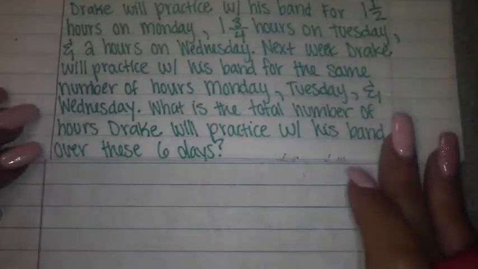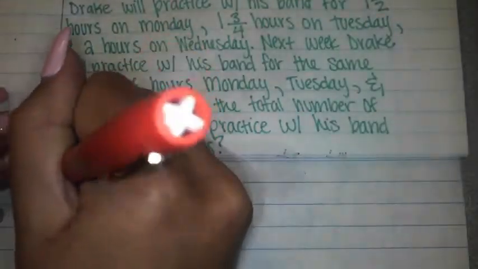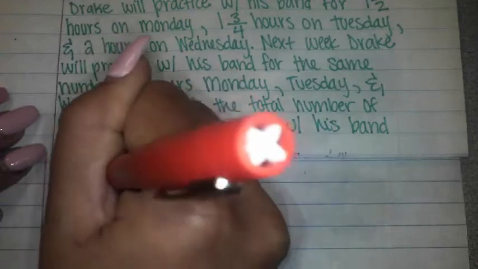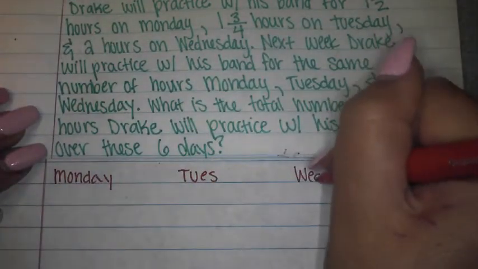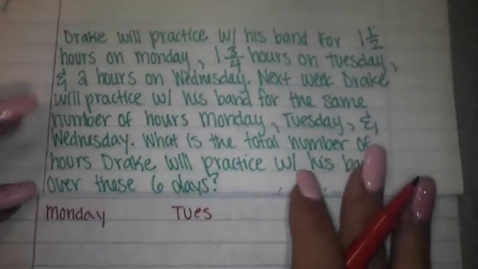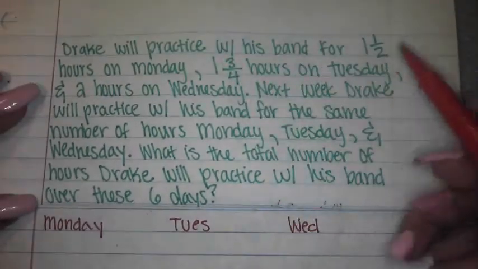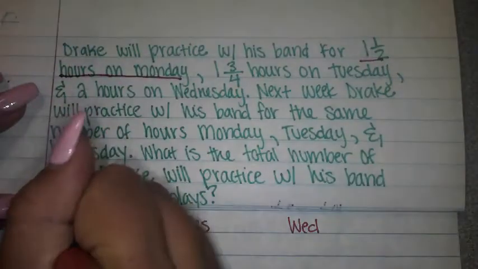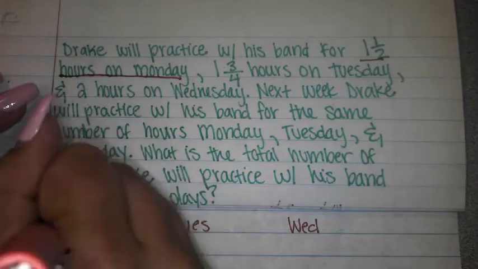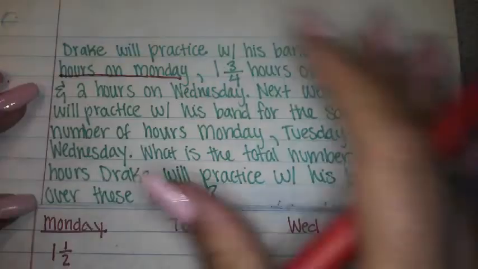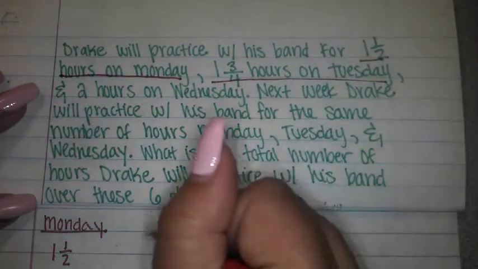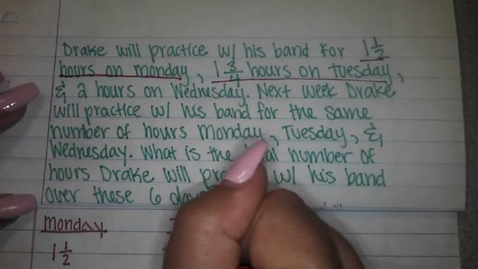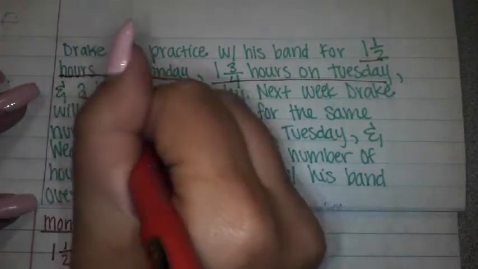So what I'm going to do right now is categorize this as Monday, Tuesday, and Wednesday. Because I know he practices with his band 1.5 hours on Monday, and I like to just take notes as I work through problems because it helps me pull it out of the word problem. And then 1 and 3/4 hours on Tuesday, and then 2 hours on Wednesday.